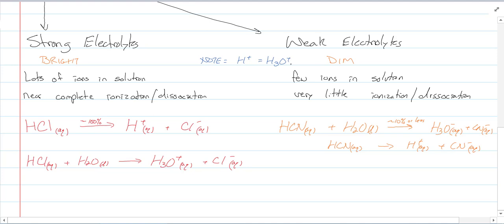For our purposes, H plus and H3O plus are going to be the same thing. Interchangeable. Okay, for our purposes. So strong, weak, all that has to do with, do the ions separate in water or not? The light bulb is dim for weak, the light bulb is bright for strong.